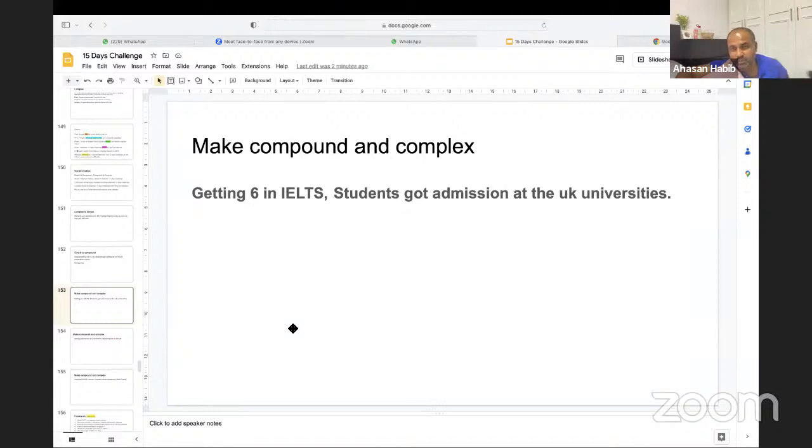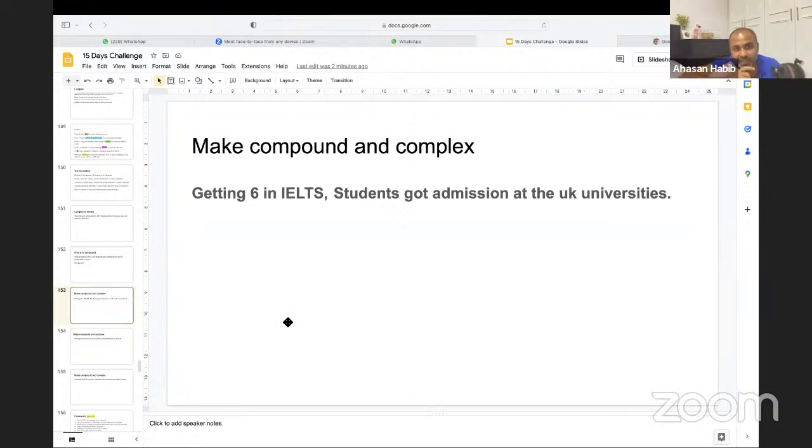Excellent, thank you for responding. So this is the compound sentence. Students got admission in UK university and they got 6 in IELTS. Saima, which one happened first? Without having 6 in IELTS, students cannot get into the university. Student cannot get the admission. So first of all, what happened? Students got 6 in IELTS. So students got 6 in IELTS and they got admission at UK University. Okay, it's very simple.